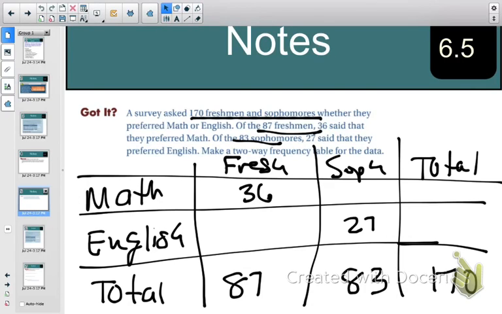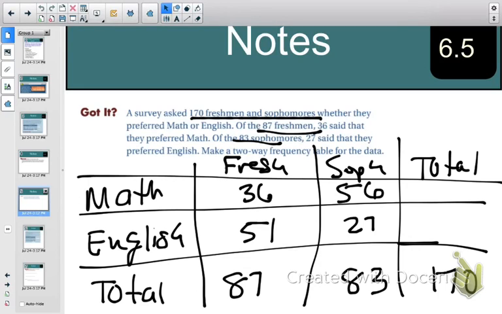So 87 subtract 36 will give us this guy right here, the English freshman. That would be 51. And 83 minus 27 will give us the sophomore math. So 83 minus 27 is what? Good question, 56. So, I mean, sophomore math must be more enjoyable than freshman math, if you have anything to look forward to.